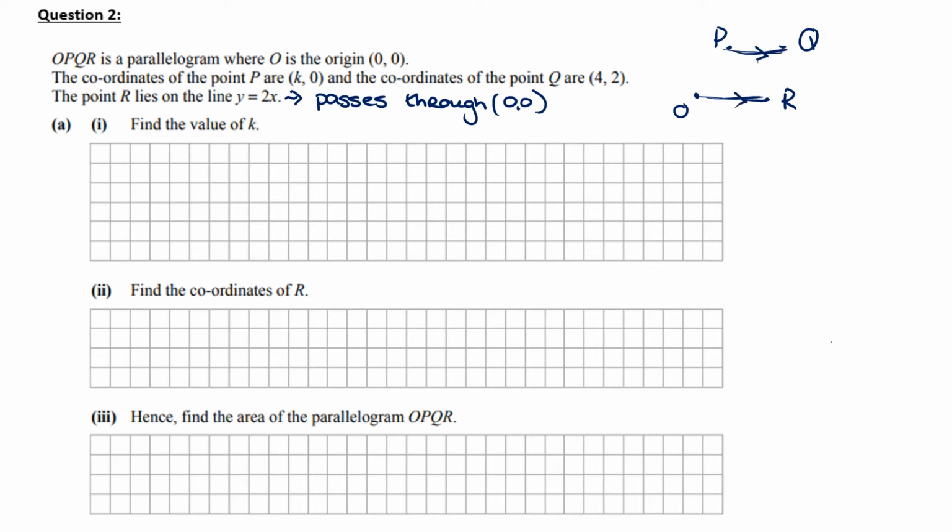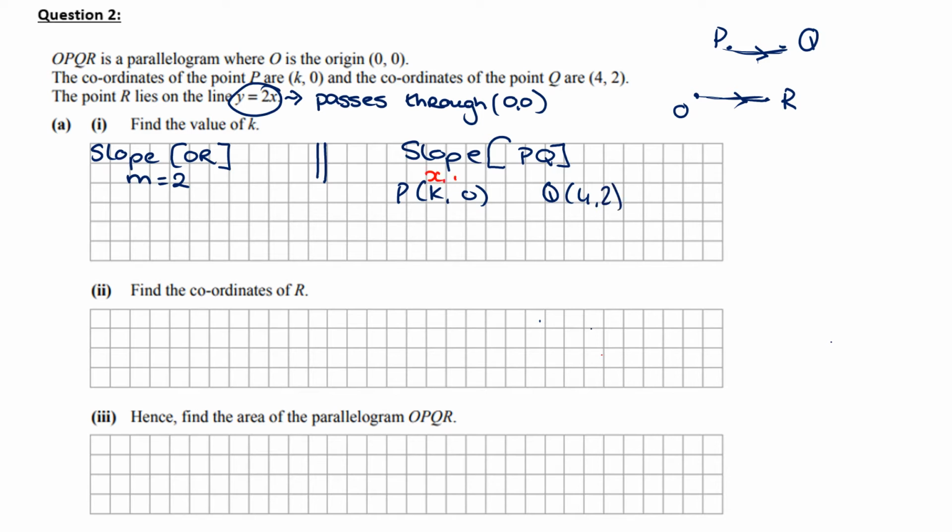The slope of OR is based on that line, so the slope of OR is equal to 2. M is equal to 2, coming straight from the equation. And we know that that's parallel to the slope of PQ. Now for PQ we have 2 points: (k, 0) for P, and (4, 2) for Q.